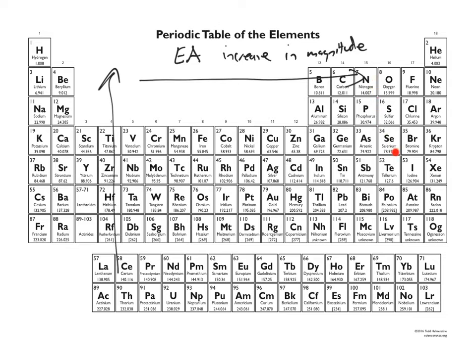And I think it also should make sense that nonmetals tend to have large electron affinities, large negative electron affinities. When they form ions, they like to form negative ions. So it makes sense that they want electrons more than metals do. So they have a higher electron affinity.